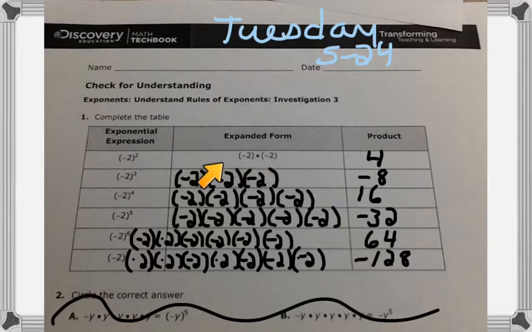Now let's look for some connections. There's 2 numbers being multiplied together, the product is positive. There's 3 numbers being multiplied together, the product is negative. There's 4 numbers, the product is positive. There's 5 numbers, the product is negative. There's 6 numbers, the product is positive. And there's 7 numbers being multiplied together, the product is negative.